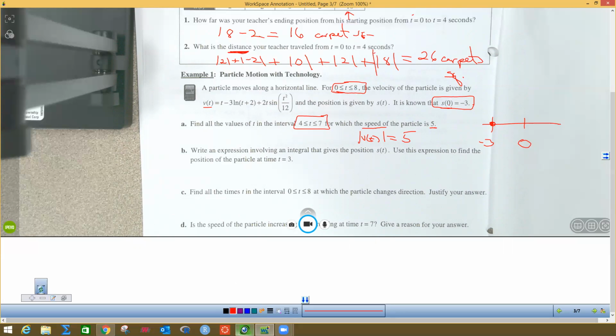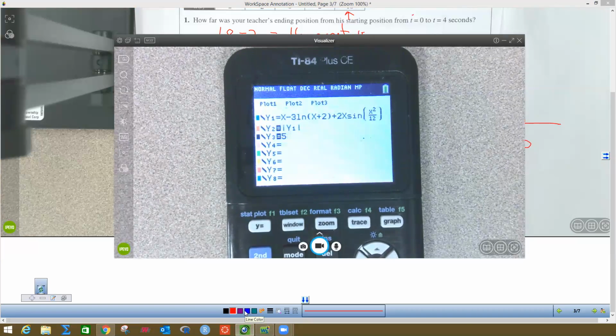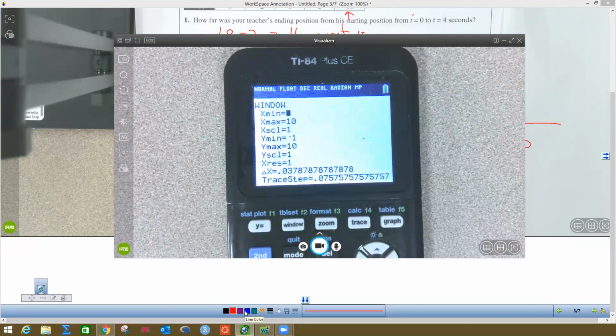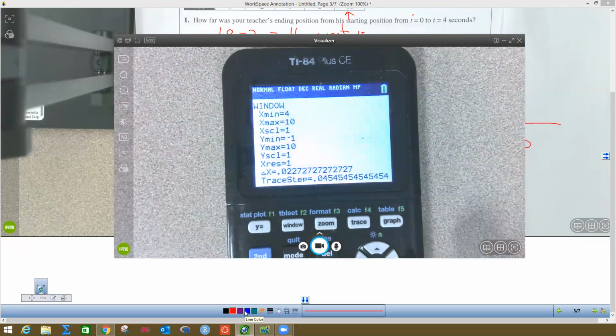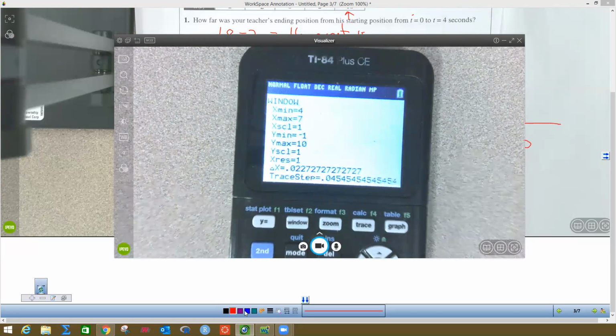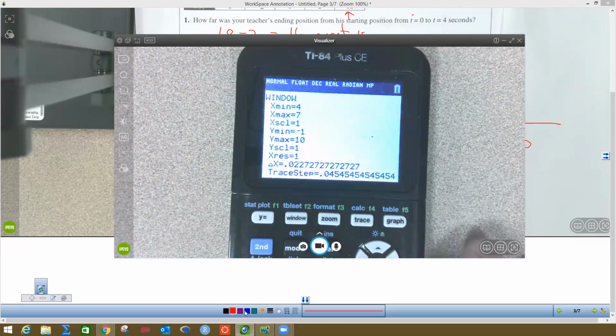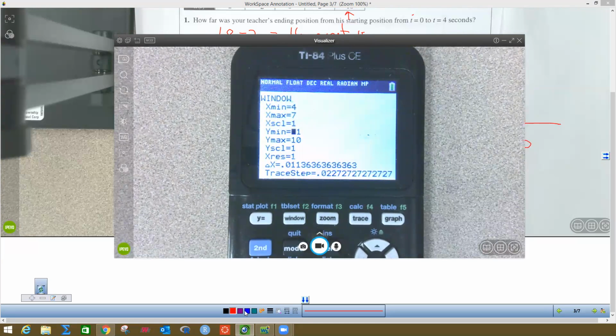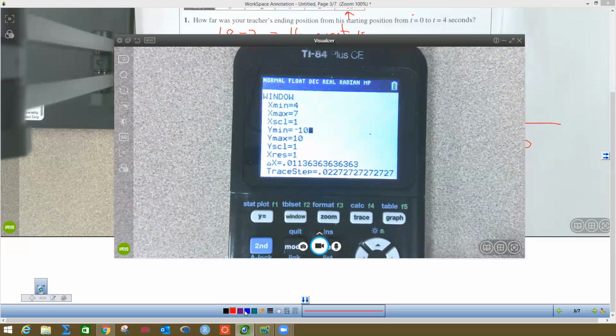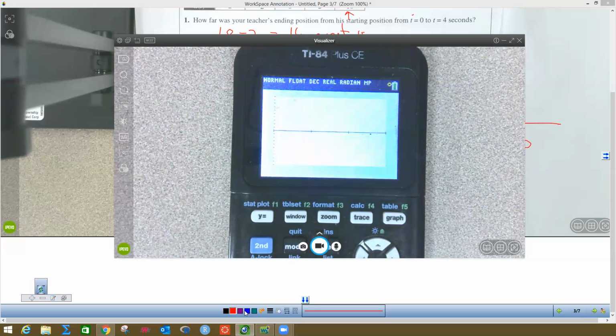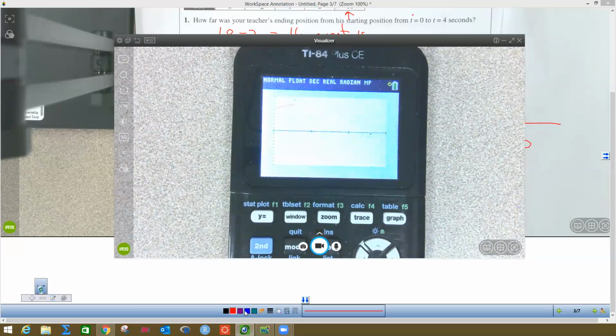So when I go back, I'm going to go to my window, and I want my window to go from 4 to 7. So I put 4 and 7 in there for x. And I'm going to come down here and go -10 to 10. And I'm going to graph it. So that's only 4 to 7 right there. So that thing going across my screen right now is that sine graph.